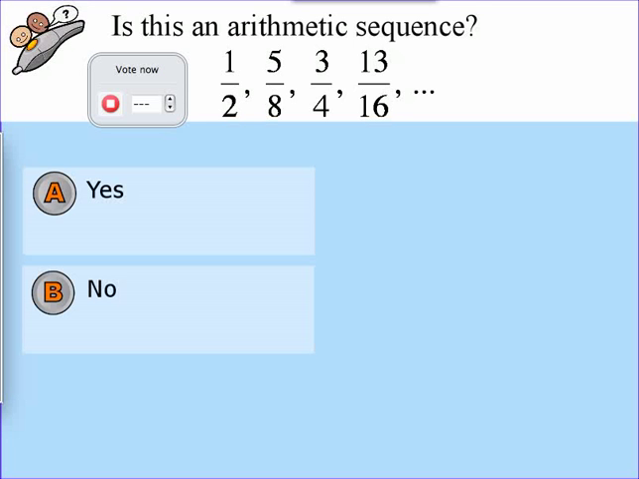Okay, so now this one's probably going to be one that you're not going to be able to look at. You might have to do some work and write down some numbers. Give me a sec.